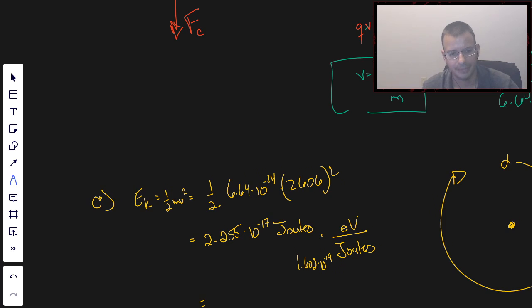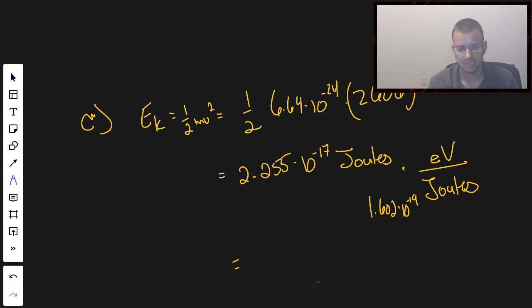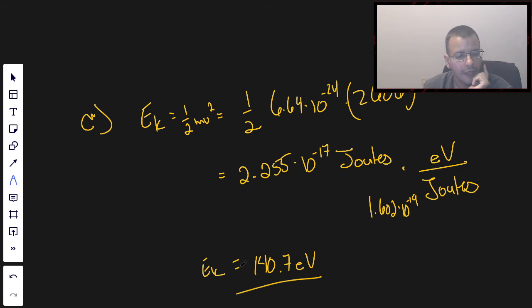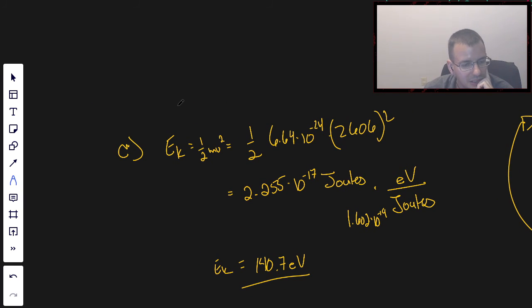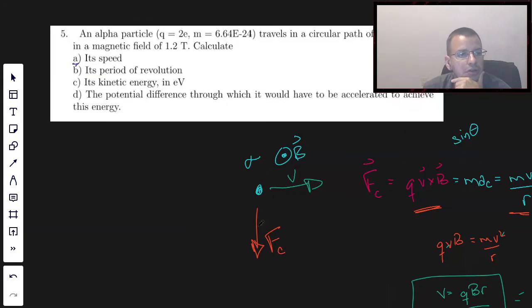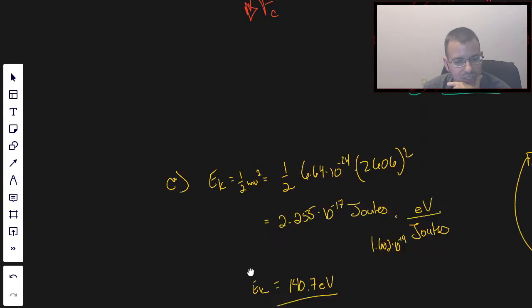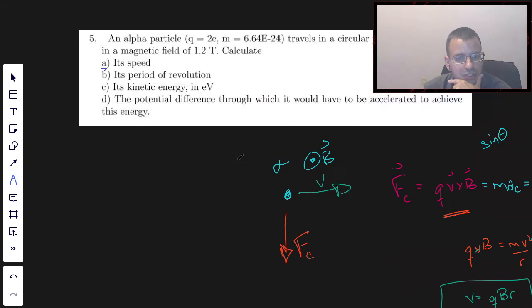Ooh, this is actually going to have a lot of energy, which makes sense. Alpha particles tend to be fairly energetic. 140.7 electron volts. I guess that's not that much energy. That seems reasonable. So let's see, kinetic energy in electron volts. Bam, excellent, got it. So now the potential difference, which I had to accelerate to achieve this energy.